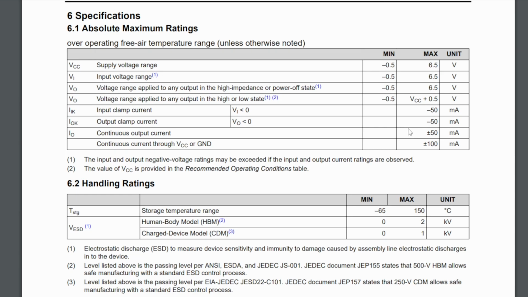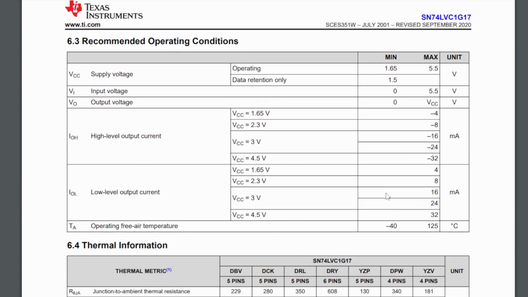Something else to consider here is that the continuous current through VCC or ground can't exceed 100 milliamps. Now, because this is a single buffer, it's not that important. But if we had a double or a triple buffer, then we'd have to start worrying about this, because if you have 3 outputs and all 3 of them are trying to drive the maximum of 50 milliamps, then you're going to exceed this 100 milliamp value and you can damage your device. Generally speaking, you don't want to come close to these numbers. There's no reason to with logic for the most part.